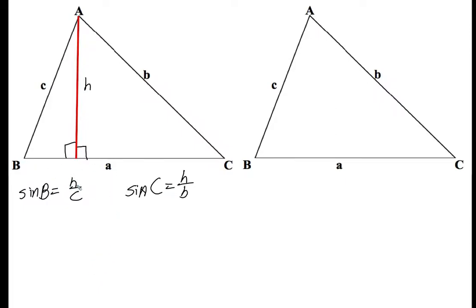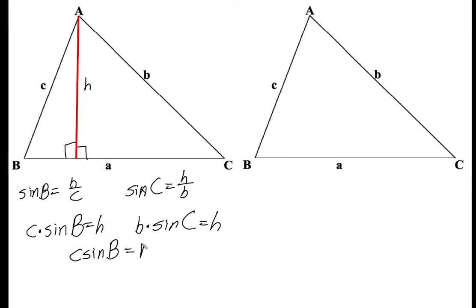I'm going to solve both of these for H. I'll multiply this one by little c, and get c times the sine of B is H. Over here, if we multiply by little b, we get little b times the sine of big C equals H. Hey, H equals that, but it's the same H for both of them, so those two things must be equal to each other, and now we can eliminate H. c times the sine of big B must equal little b times the sine of big C.